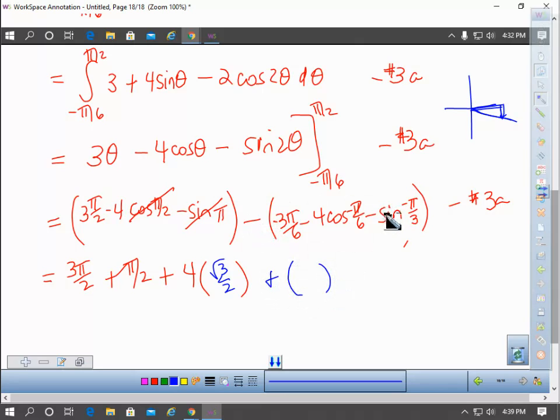And I need the sine of negative pi over 3. Well, negative pi over 3 means I'm at negative 60 degrees, that puts me down here. So I'm over a little, down a lot, and I want the sine, so that's down a lot, negative radical 3 over 2. So I've got 3 pi over 2 plus pi over 2, which is 4 pi's over 2, which is 2 pi.